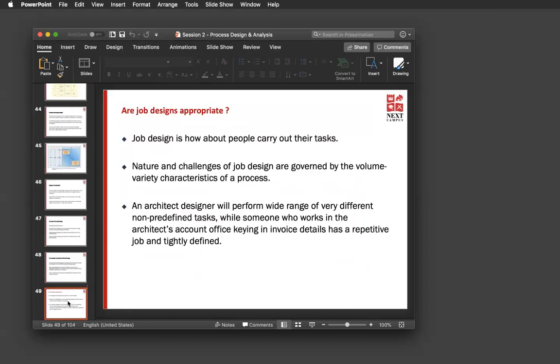If the processes are continuous, then the job designs are much more rudimentary because it's highly automated. You only need people to press certain buttons, and you need specialized people, but very few. But if you were to customize certain things, then of course the level of skills and competencies that are required by the people are much more.